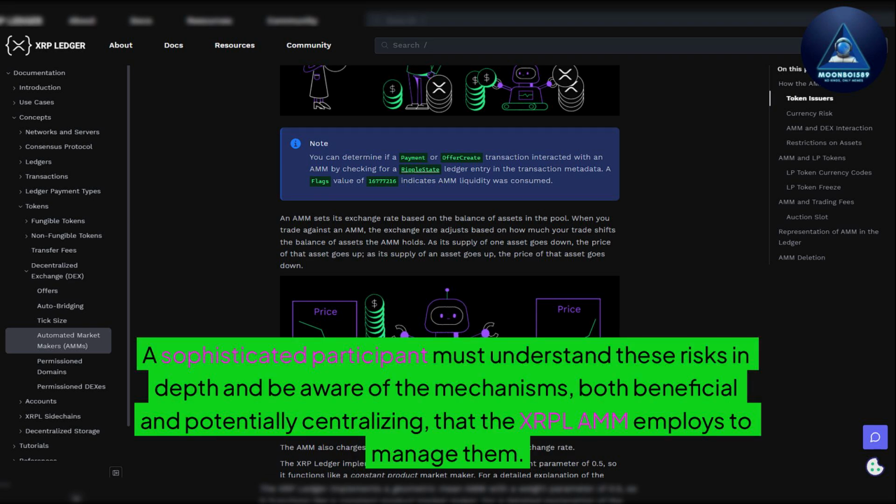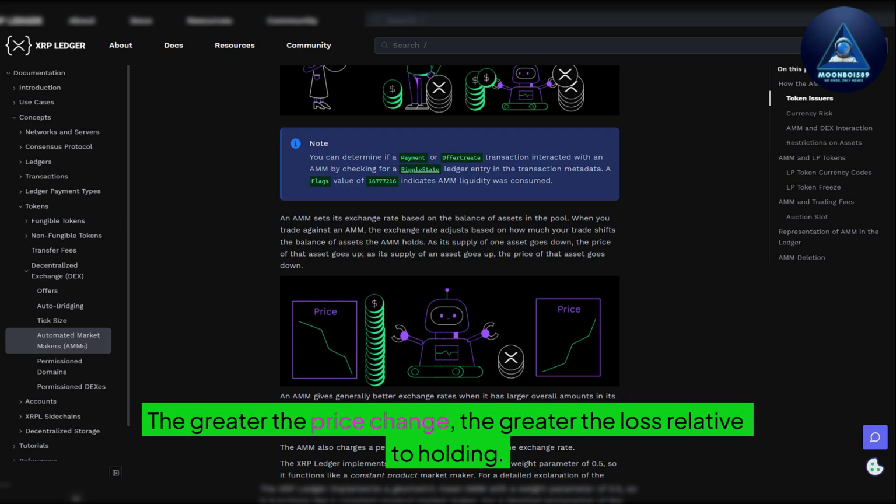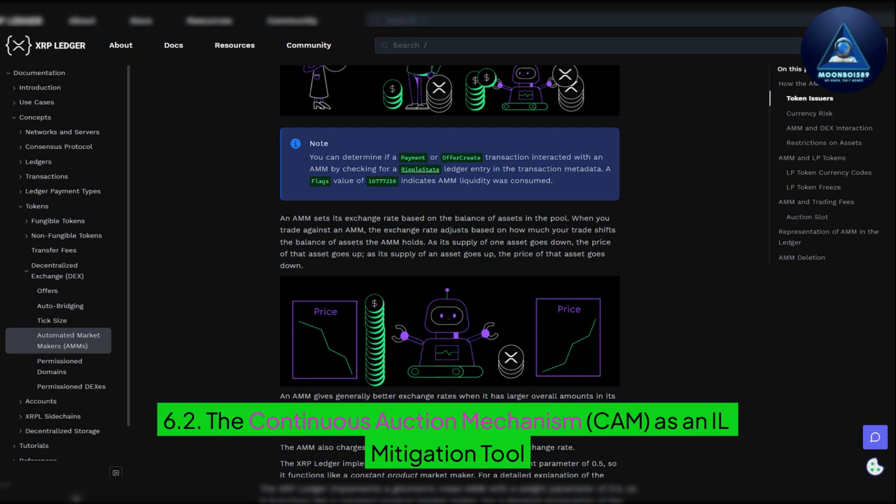The magnitude of impermanent loss is a function of the price divergence and is nonlinear. The greater the price change, the greater the loss relative to holding. 6.2: The Continuous Auction Mechanism, CAM, as an IL mitigation tool. The XRPL AMM introduces a novel feature designed to directly combat impermanent loss, the Continuous Auction Mechanism, CAM.